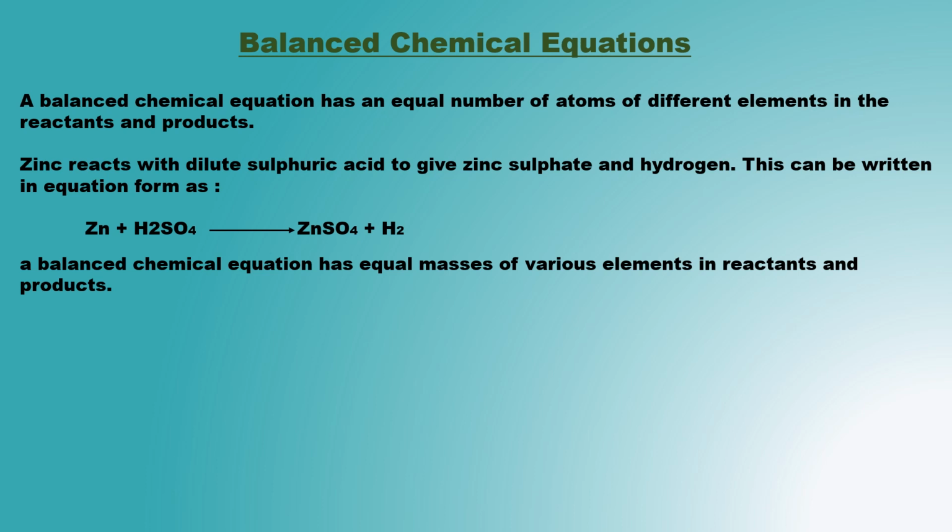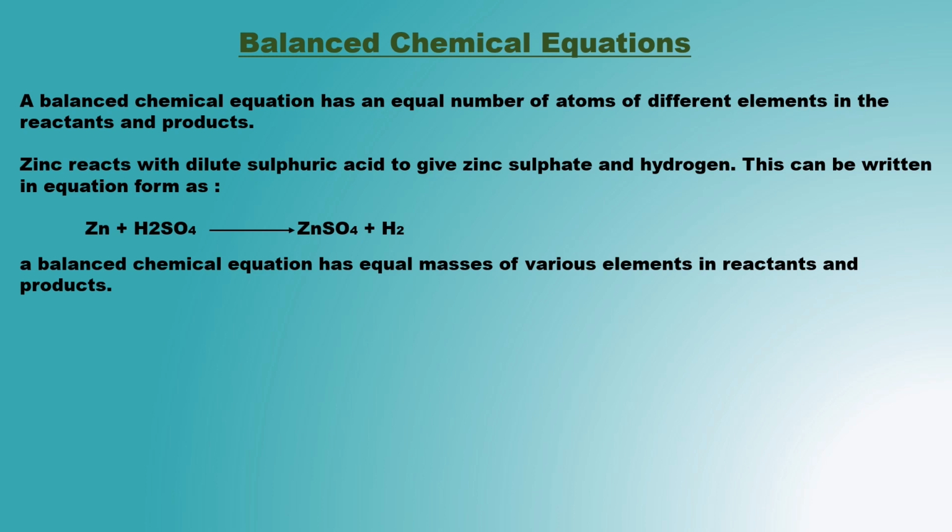In products 4. We find that the reactants contain one zinc atom and products also contain one zinc atom. Reactants contain 2 hydrogen atoms and products also contain 2 hydrogen atoms. Similarly, reactants contain 1 sulfur atom and products also contain 1 sulfur atom. And finally, reactants contain 4 oxygen atoms and the products also contain 4 oxygen atoms.